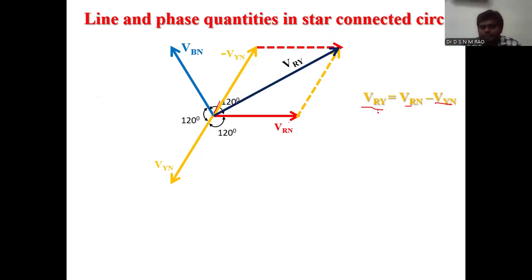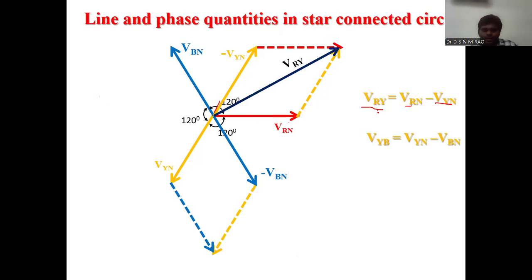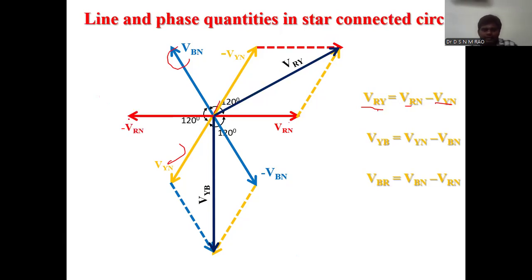This is the VRY. Similarly, we will draw the VYB. VYB equals VYN minus VBN. So VYN is here, and if you project exactly opposite, minus VBN is obtained. Similarly, VBR equals VBN minus VRN. So minus VRN will be on this side. So this is the VBR. In this way, we draw the phase voltages as well as line voltages for the three-phase star connected system.